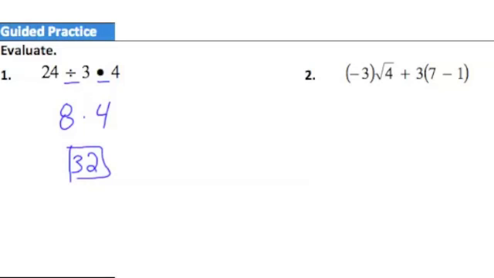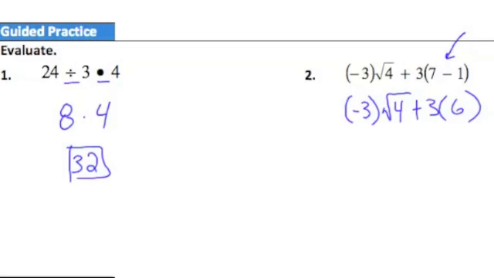Question 2. We're going to follow the order of operations starting with parentheses. And you notice we have some work to do in this set of parentheses over there. This first set of parentheses with a negative 3 is pretty much done for us. It's all the way down to a single answer. So inside the parentheses, 7 minus 1 is 6. Now I've got my parentheses all down to a single answer.